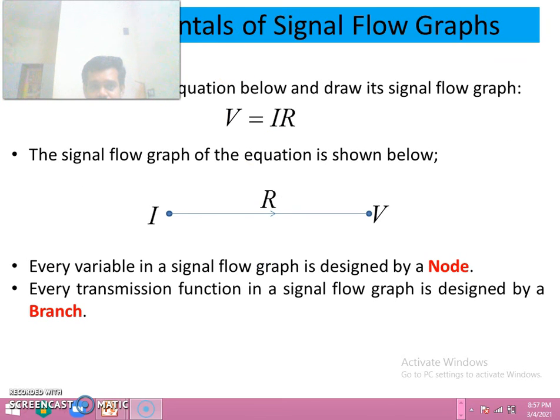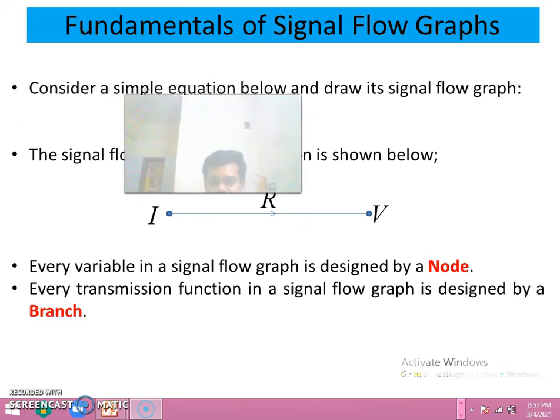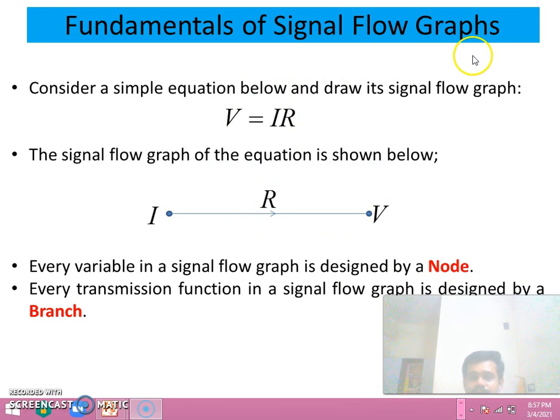Now we are going to the fundamentals of signal flow graphs. So we consider a simple equation, V is equal to IR. V is voltage, I is current, and R is resistance. Now this equation we are going to implement by using a signal flow graph.